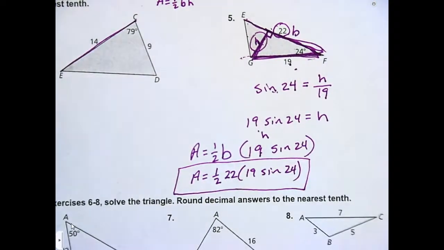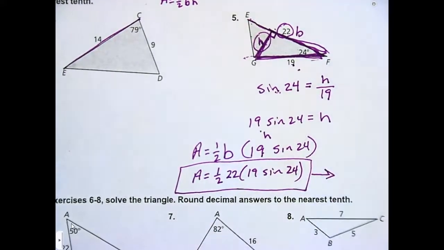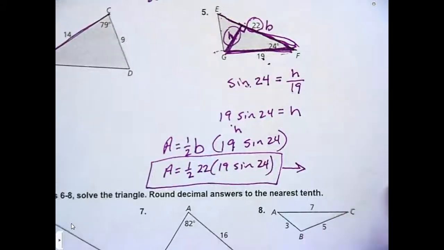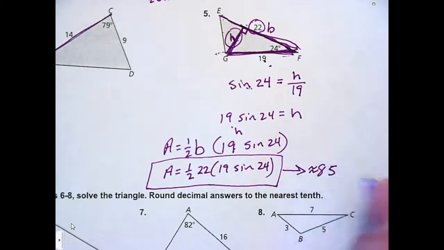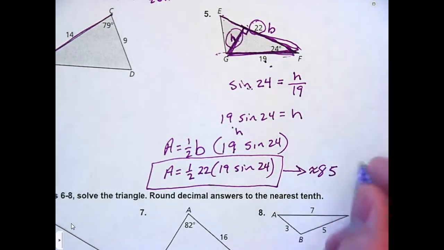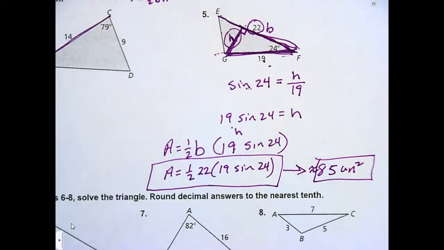We're not done. We've got to actually calculate it now because it says round to the nearest 10. So what does that equal? 85. 85 exactly? No. But 85 rounded. Yeah, square units.